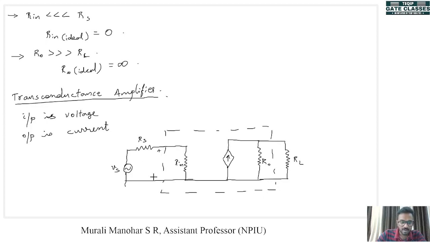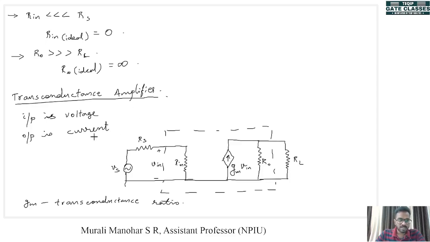Now this is Rin, this is R out, this is our amplifier, here we have our V in. So this is a voltage controlled current source. So we can write the equation for this as Gm into V in, where Gm is called the transconductance ratio. Now this is the equivalent circuit of a transconductance amplifier.